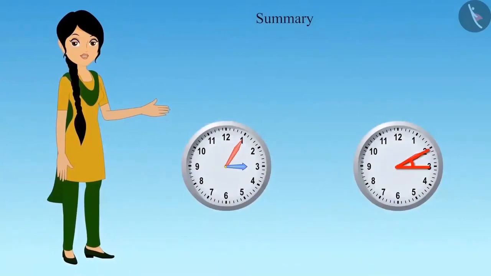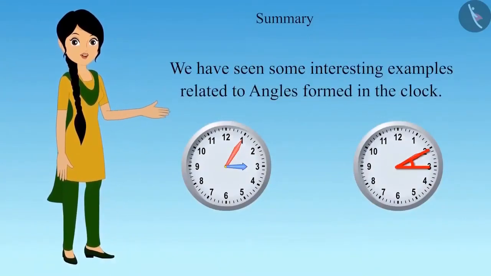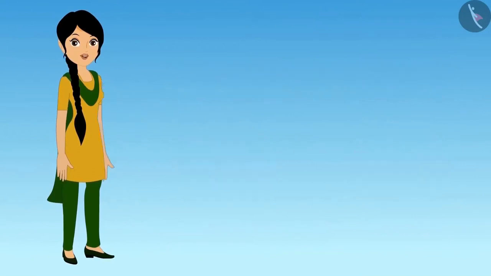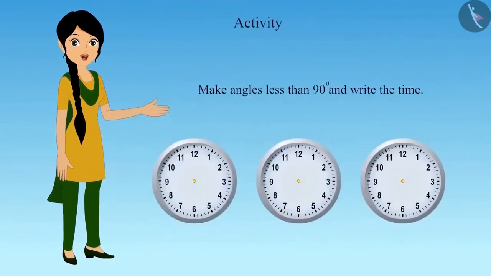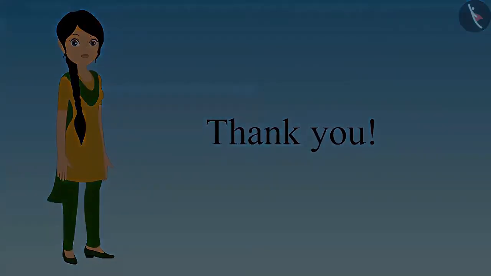So children, in this video, we have seen some interesting examples related to angles formed in the clock. Now you make 3 clocks in your notebook and mark 3 angles less than 90 degrees in it. Write the time along with it. You can seek the help of your friends and teachers in this activity. Thank you.